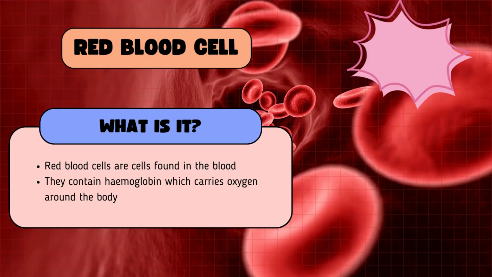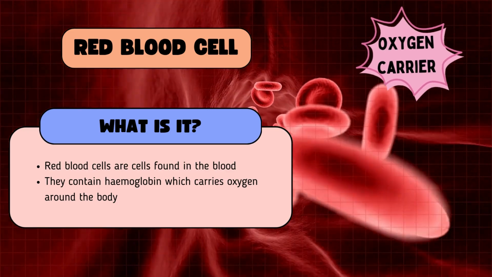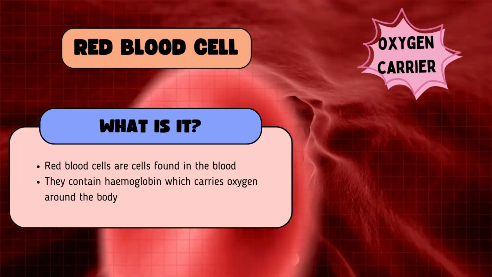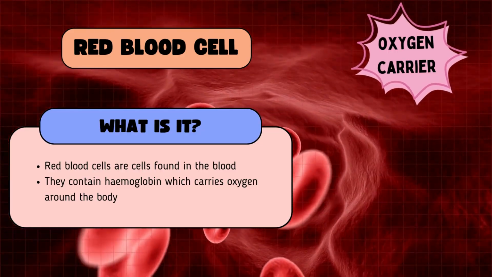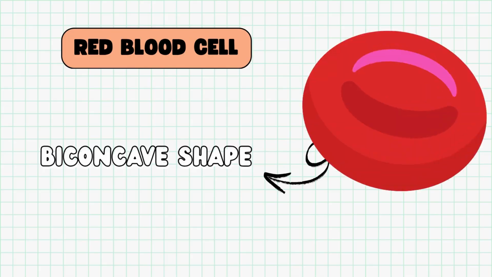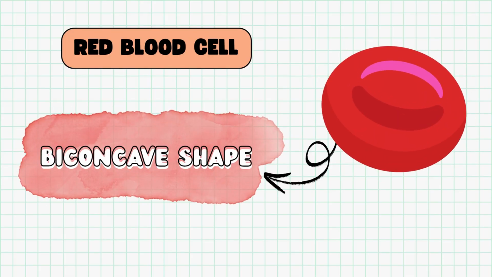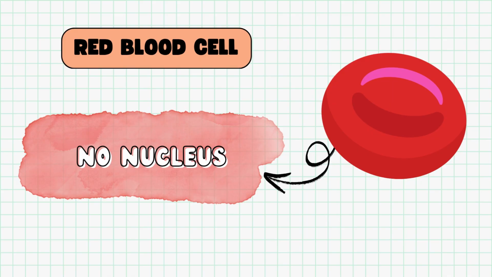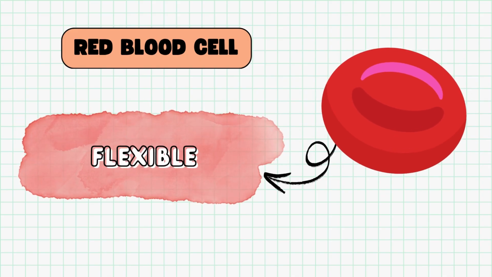Here's some examples of specialized cells. Red blood cells are like tiny flexible delivery vans zooming through your blood vessels. Their role is to transport oxygen from your lungs to every single cell in your body. They are specialized for this role through their biconcave shape, which provides a greater surface area for oxygen absorption, the absence of a nucleus, which gives extra space for hemoglobin, the protein that binds to oxygen, and their flexibility that helps them squeeze through narrow blood capillaries.